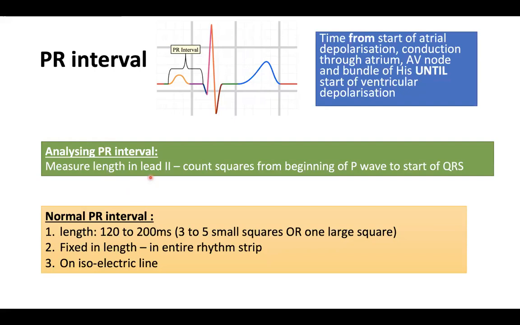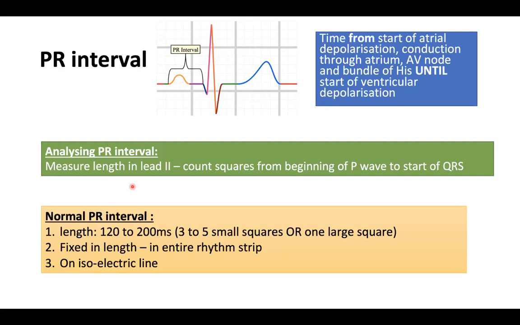You should generally always measure the PR interval in lead 2 and count the squares from the beginning of the P wave to the start of the QRS. So don't try and count from the middle of the P wave. Start counting from the beginning of the P wave to the end, just before the start of the QRS complex. A normal PR interval is generally 120 to 200 milliseconds, or 3 to 5 small squares in length.